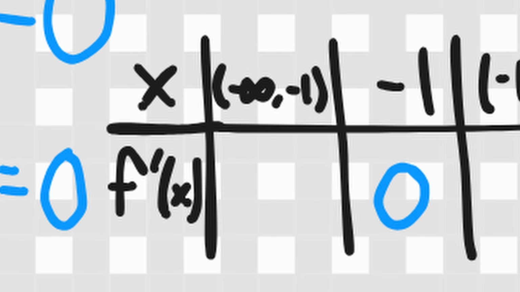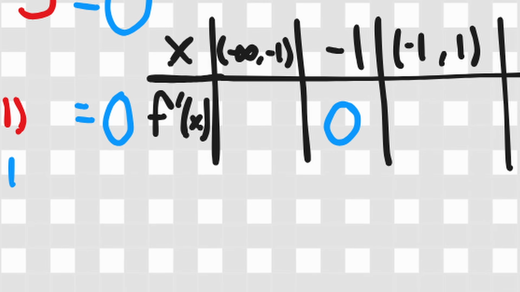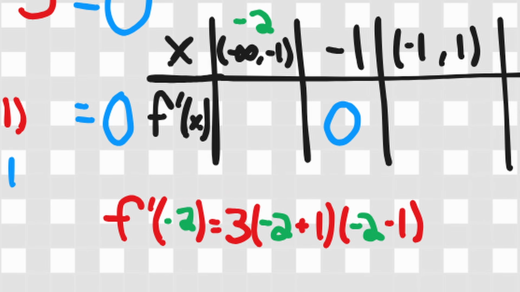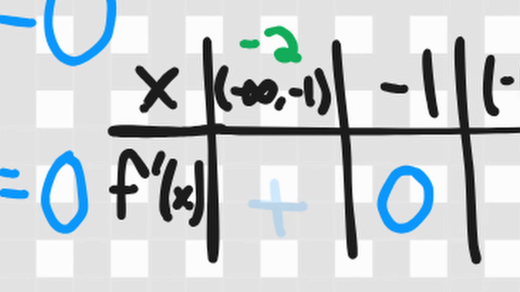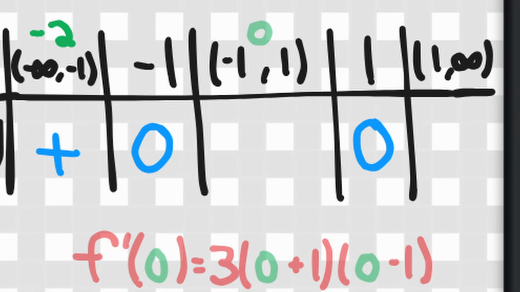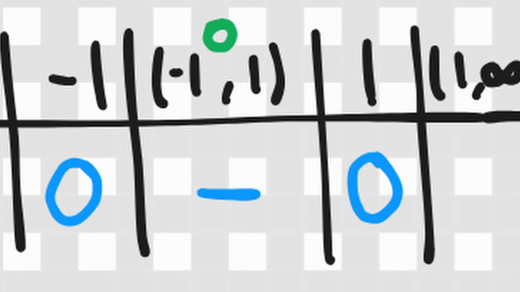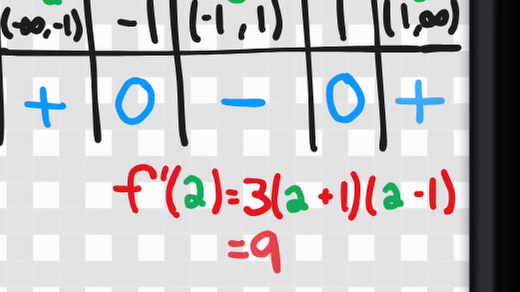For the first interval, -infinity to -1, just pick any number in that interval. We'll use -2. Then you plug it into the derivative function, or in our case, we'll just use the factored derivative function we found earlier. Plugging it in, we get a positive result. So the derivative is positive there. For the next interval, -1 to 1, we'll plug in 0. That gives a negative value, so the derivative is negative. For the last interval, 1 to infinity, we'll use 2. That gives us a positive value again.